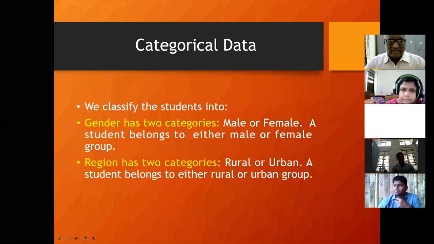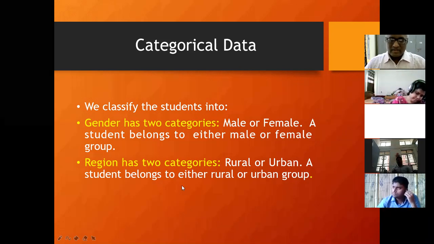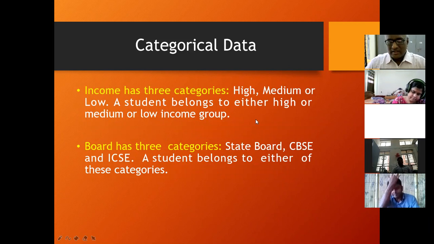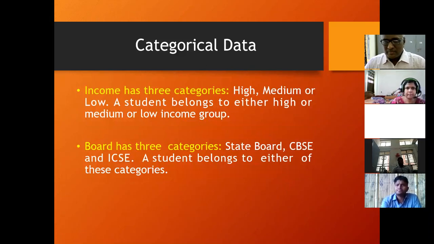In categorical data, we classify the students by gender into two categories, male or female. A student belongs to either male or female. He cannot be in both, only one. Region has two categories, rural and urban. A student belongs to either rural or urban group. Income has three categories, high, middle or low. A student belongs to either high income group or middle income group or low income group. And you may have the board also. Board means whether a student has completed his studies in the state board or CBSE or ICSE.